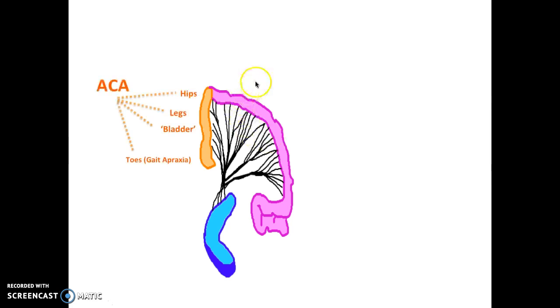So let's break this down. So, like I said, we go from toes to essentially the hips inside of the brain. So if you have a stroke in the ACA, what you're going to be seeing are people with more of lower extremity issues. So I put toes for gait apraxia, so basically they don't really have a whole lot of coordination in their lower extremity. I put bladder because these are the patients who get urinary incontinence. They might have involvement with the contralateral legs or hips.